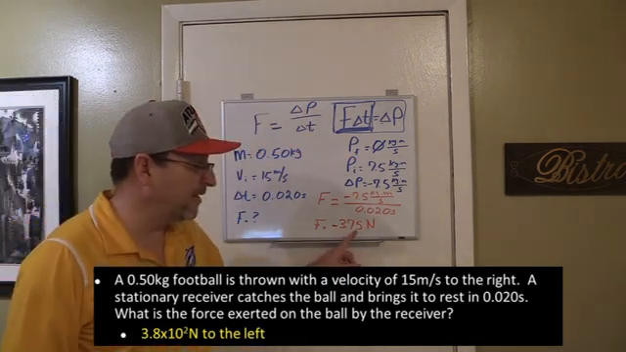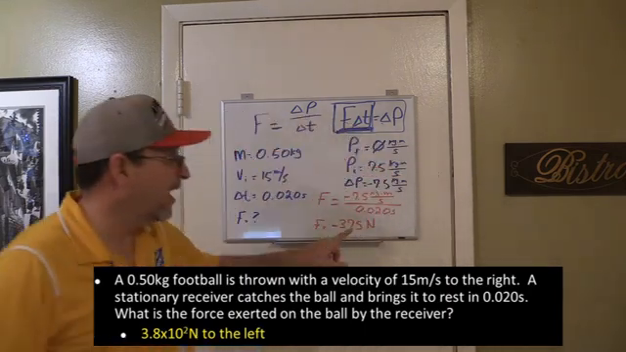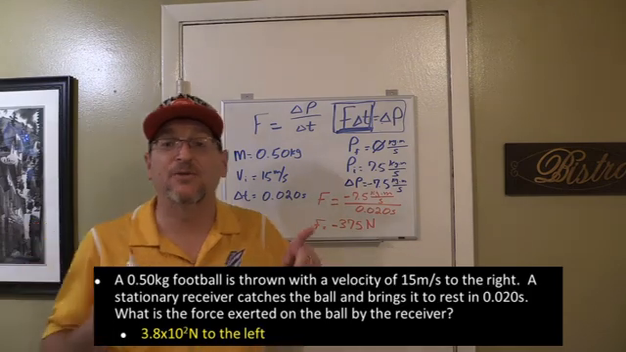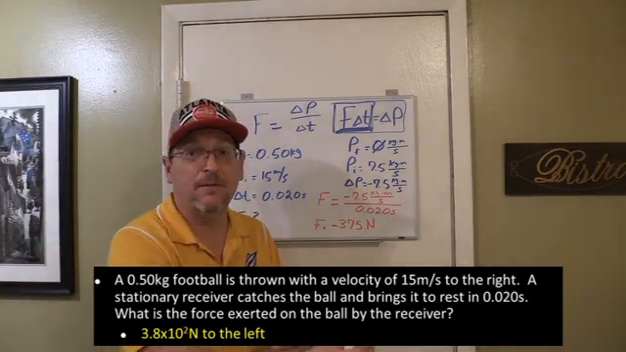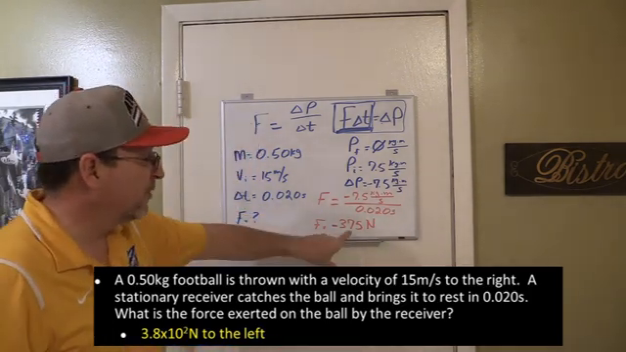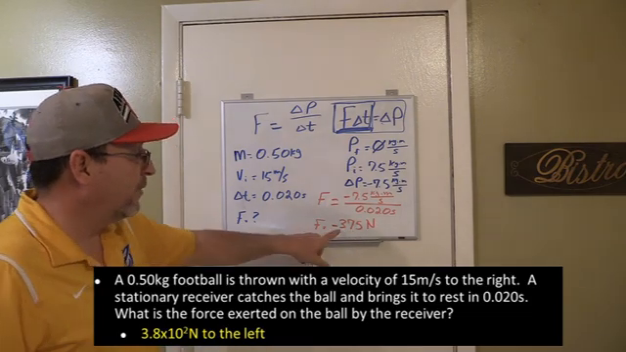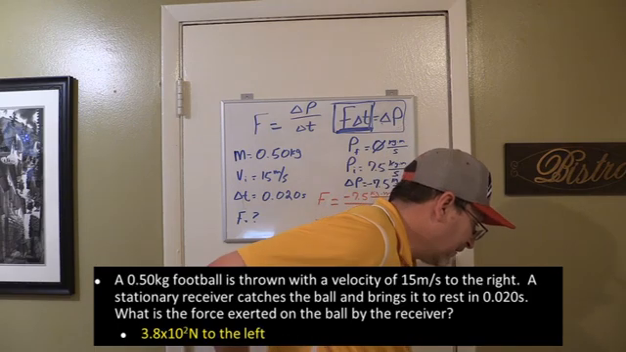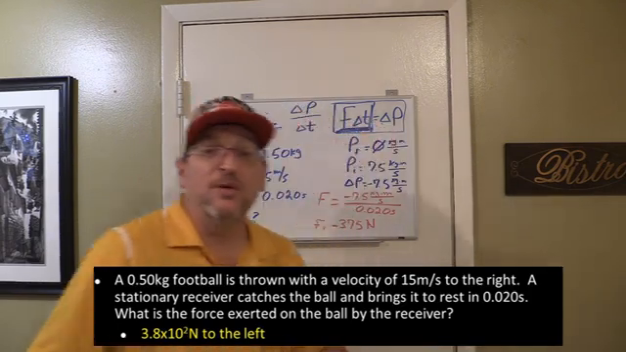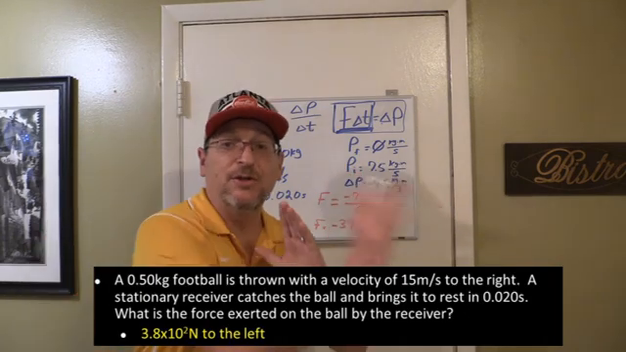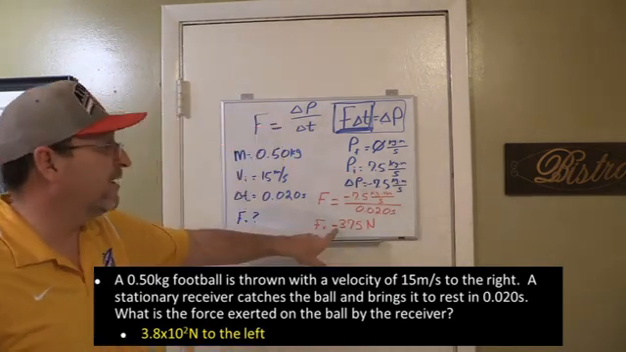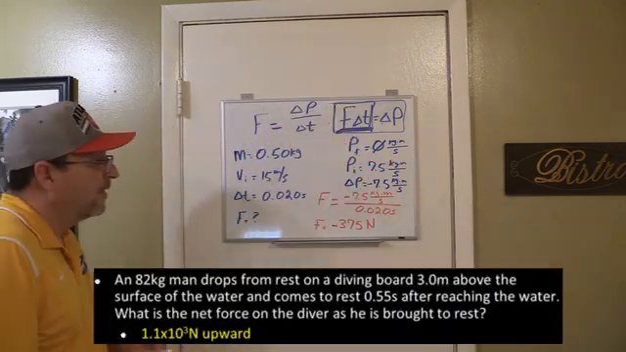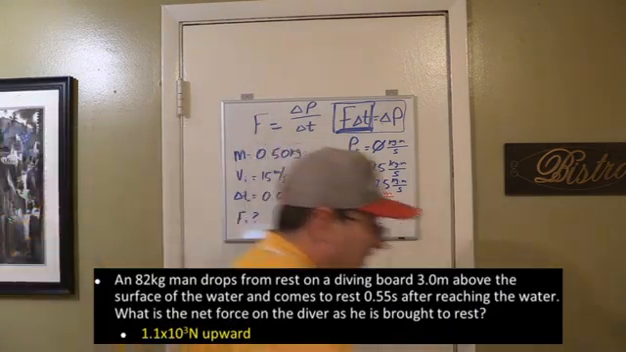Now, why does the negative make sense? The reason is because the force is applied in the direction opposite the motion of the ball. The problem says the answer is to the left. The football was thrown to the right, the force is acting to the left. That's why it's negative. Okay, all right, next problem.